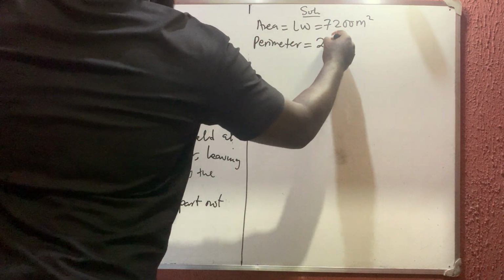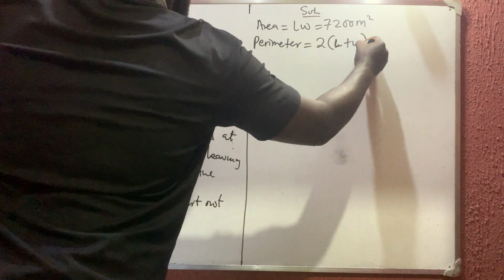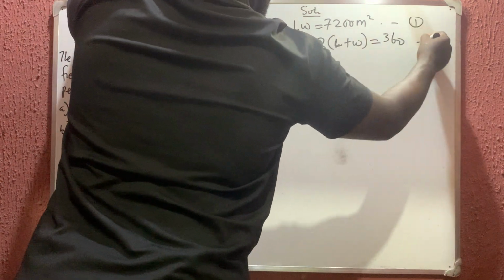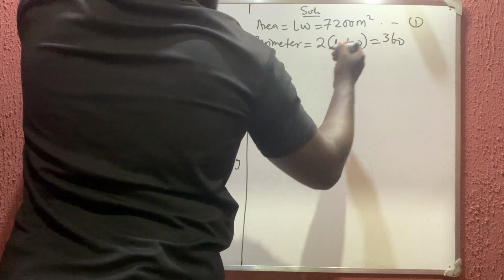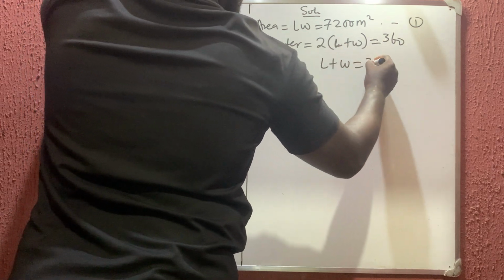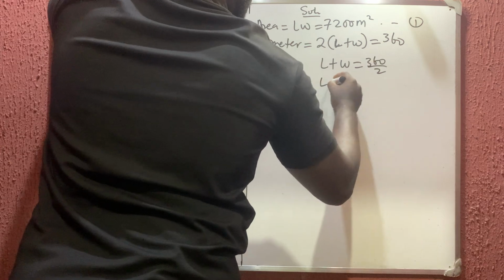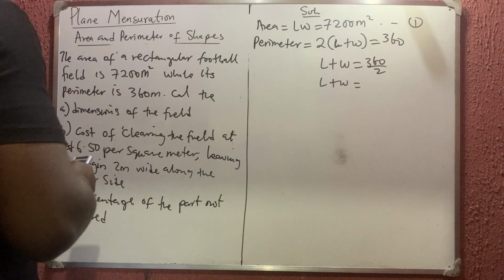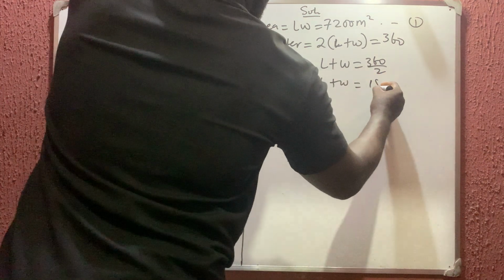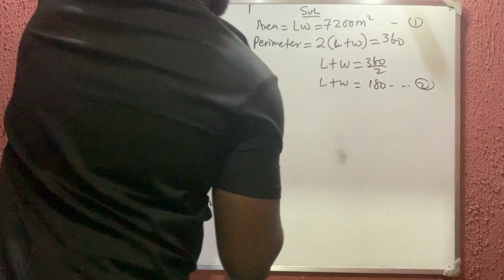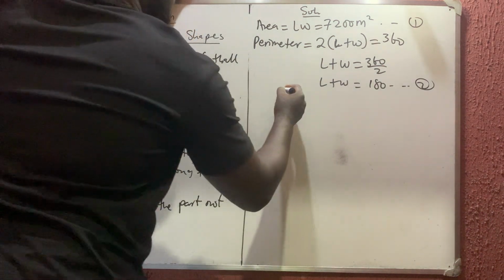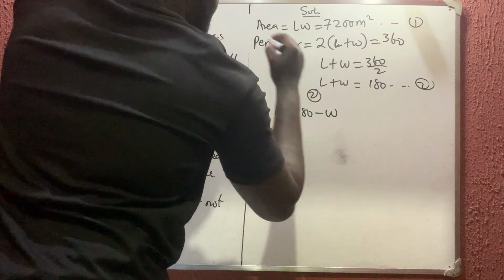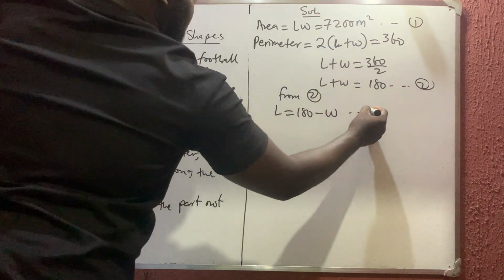Okay, so they gave us the perimeter, and the formula for perimeter is 2 in bracket of L plus W, which they gave us as 360. So this is equation 1. For equation 2, divide everybody by 2. So L plus W is equal to 360 divided by 2, which is 180. Equation 2. So let's solve equation 1 and 2 simultaneously. From equation 2, we have that L will be 180 minus W. Let's call this equation 3.